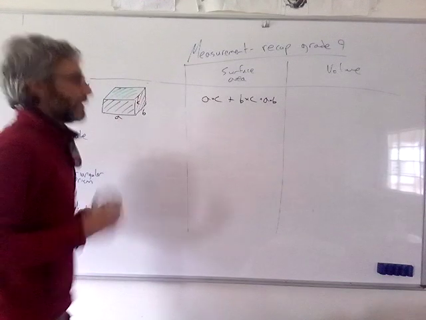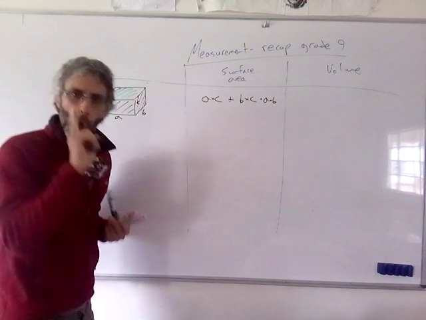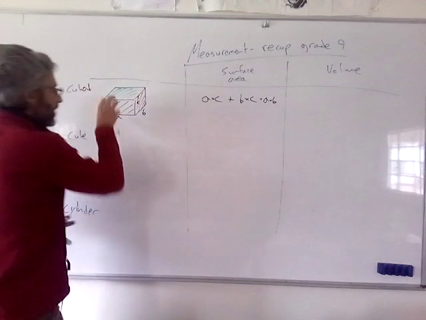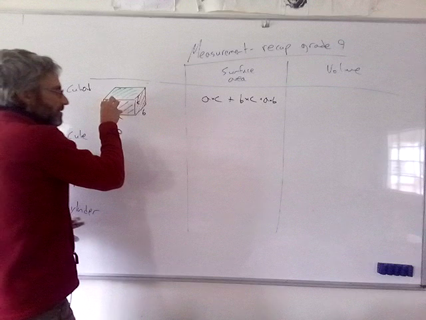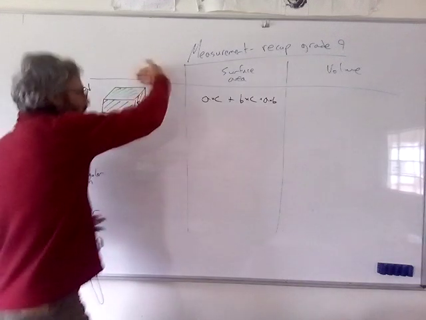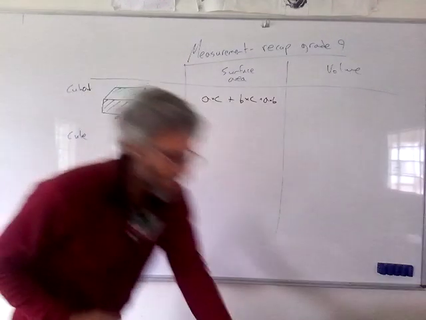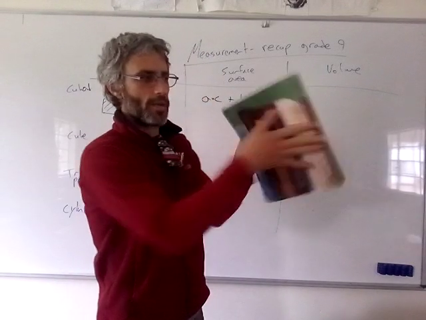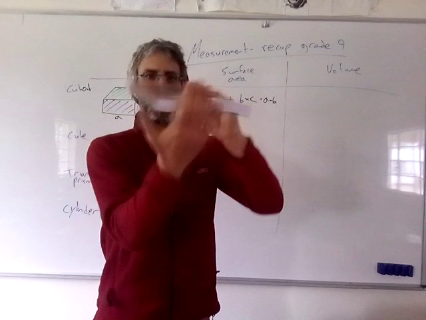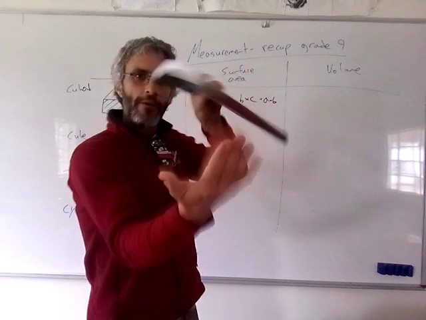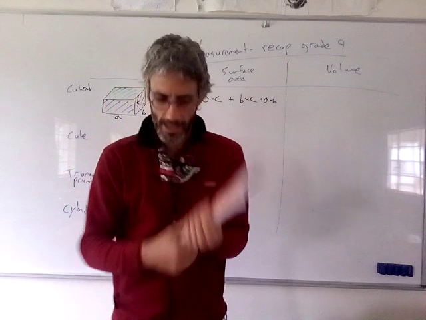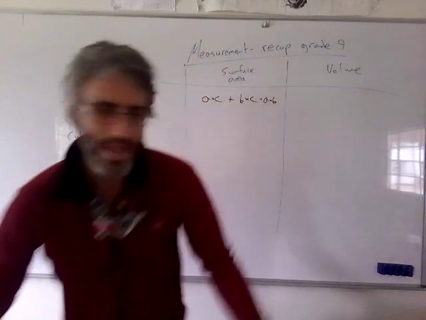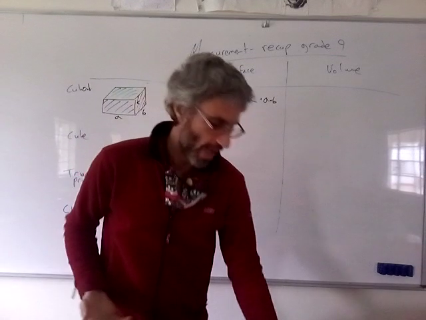So is this the surface area? Almost. Some of you have already realized that this blue side has another one like it on the other side. So how many sides does a rectangular prism have? 1 and 2, 3 and 4, 5 and 6. The top base and the bottom base, opposite sides, have the same area; they're identical.